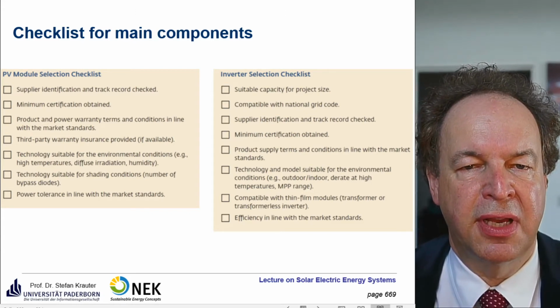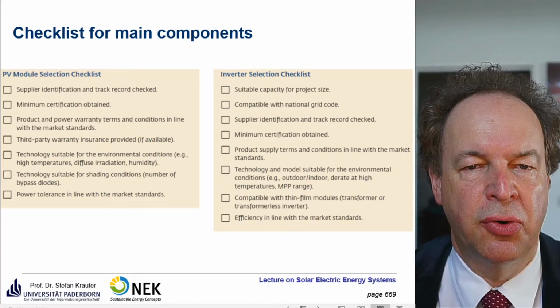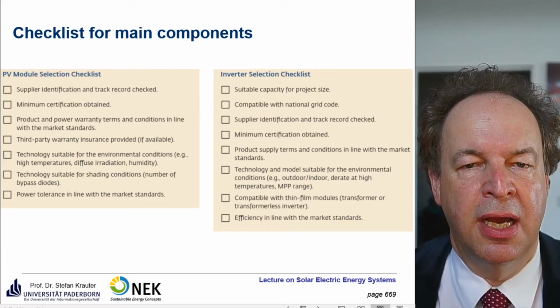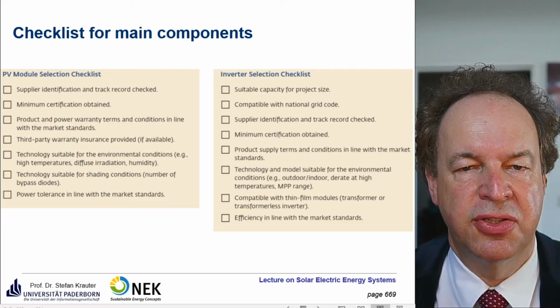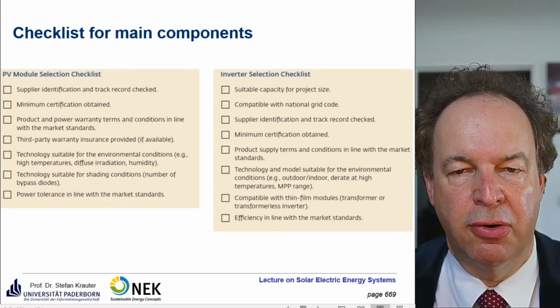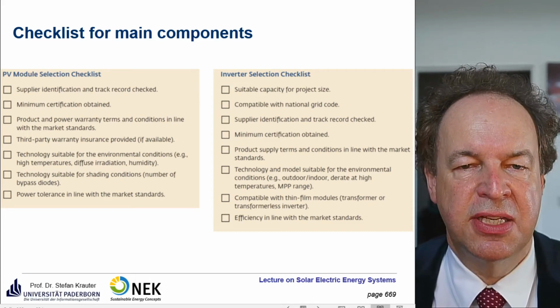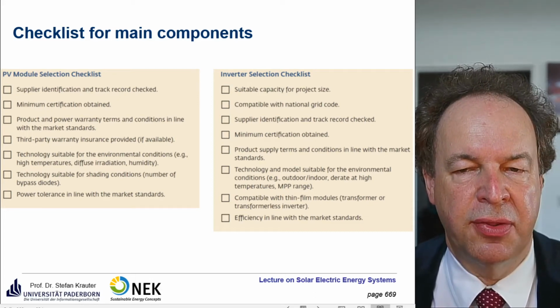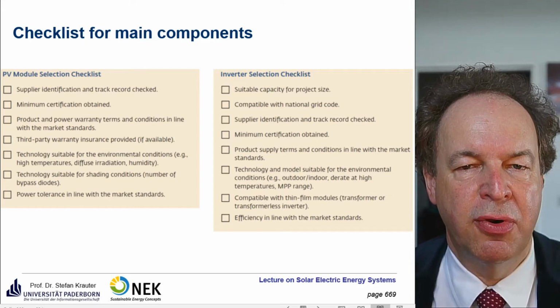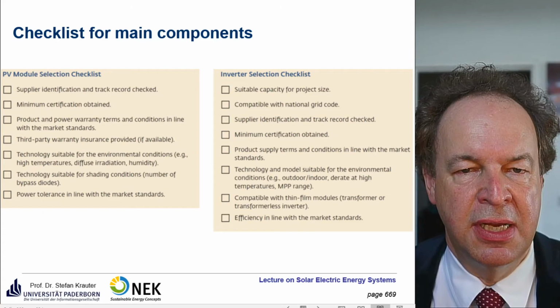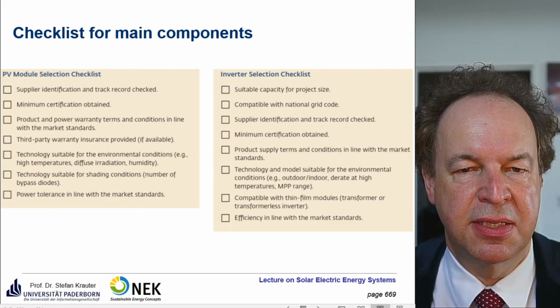Then it's important that every country has its own national grid code, so the inverter has to be compatible, and you have to have the correct certificate for that. As I already mentioned, it could be fault ride-through, the harmonics, and so on. There are a lot of requirements. Whether the inverter can be switched off remotely depends also on the size of the project. This has to be checked in advance and is quite cumbersome.